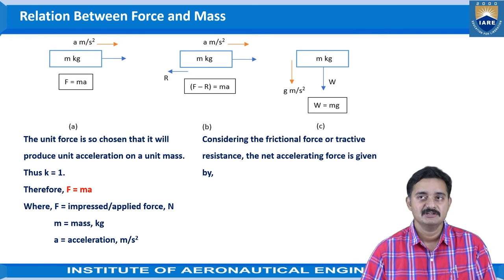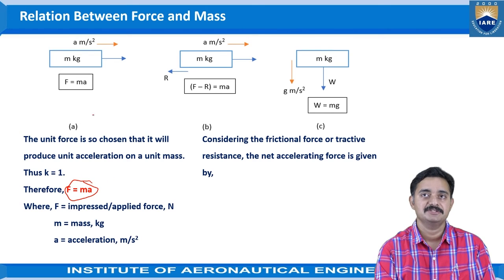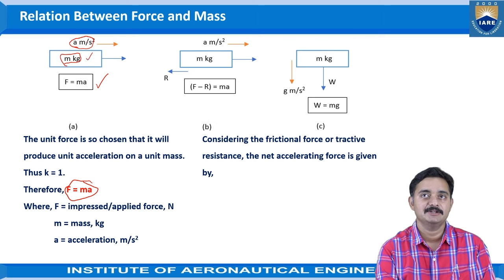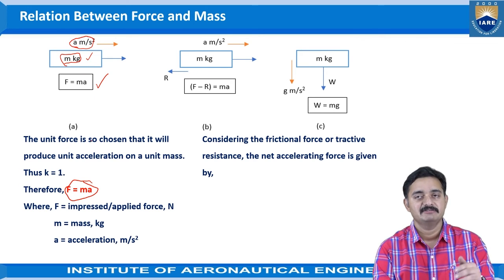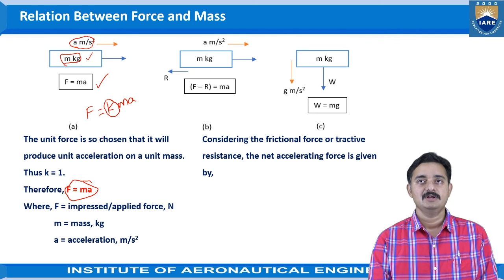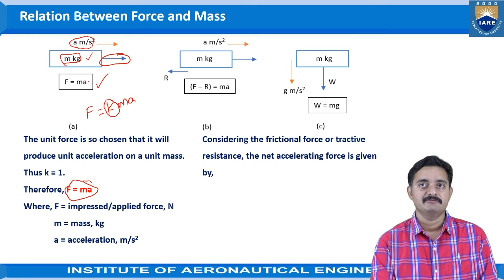Now considering the frictional force or tractive force. In the first case, we have obtained the equation for the force where the object, having mass M, is achieving an acceleration A. If we consider a unit mass and a unit acceleration, the previous equation which we have obtained, that is F is equal to K m a, we have unified this K value. So the formula for the force that is being applied here would be F is equal to Ma.